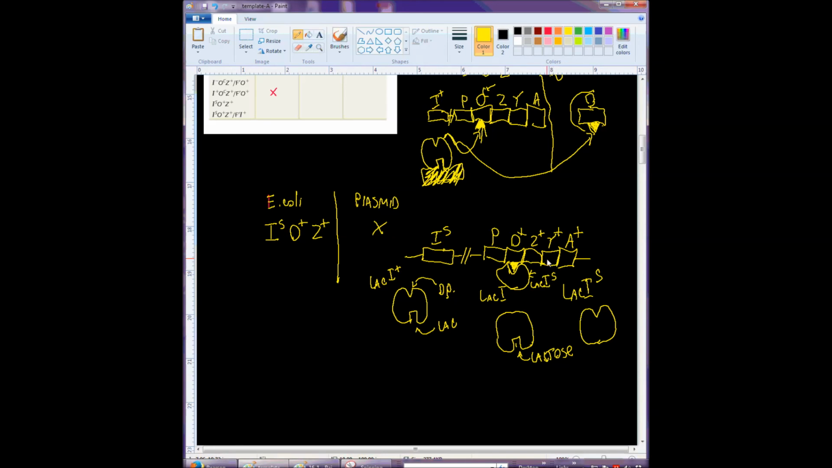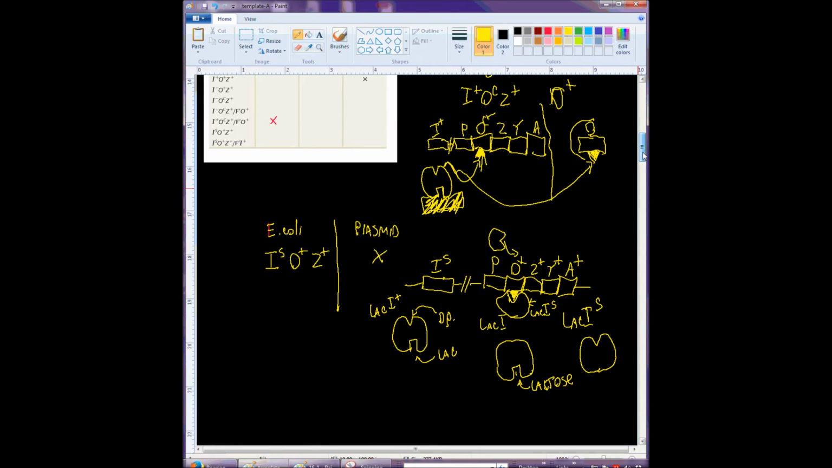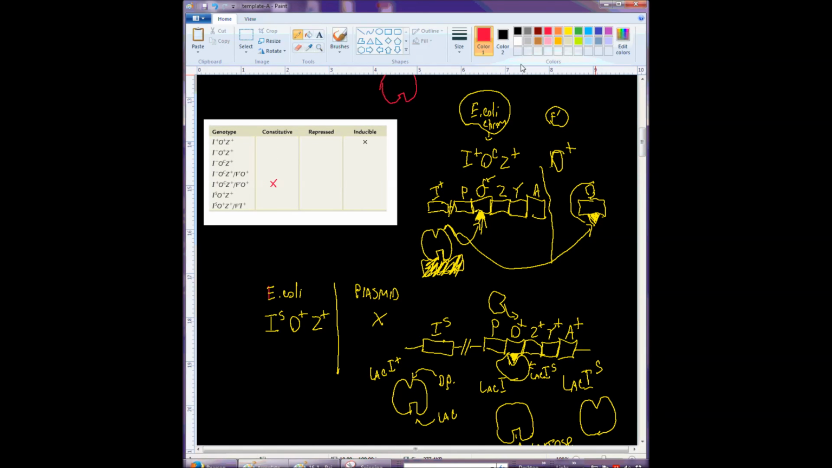Okay, that means even if lactose is present, the cell, E. coli, would want to express these genes. RNA polymerase is going to try and transcribe, but for the most part it's blocked. It's not going to be able to transcribe those. Whether lactose is there or not, no transcription. So this is going to be the repressed state. The lac operon is always repressed.